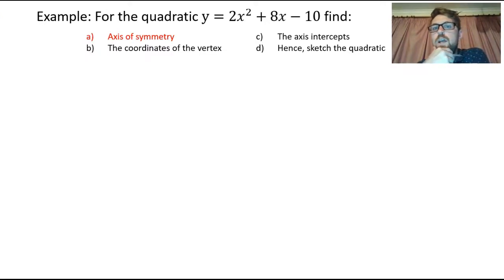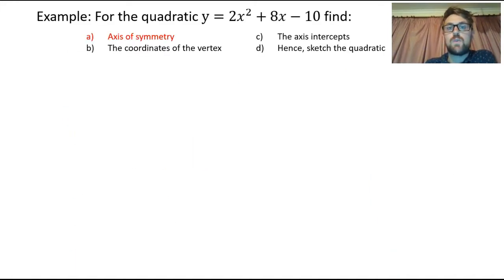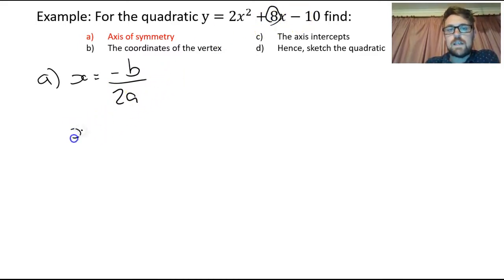Example: for the quadratic y equals 2x squared plus 8x minus 10, find the axis of symmetry. If we remember from our previous slide, the axis of symmetry is going to be minus b over 2a. So, part A, x equals minus b over 2a. Our b value is 8. So x equals minus 8 divided by 2 times our a value, which is 2.